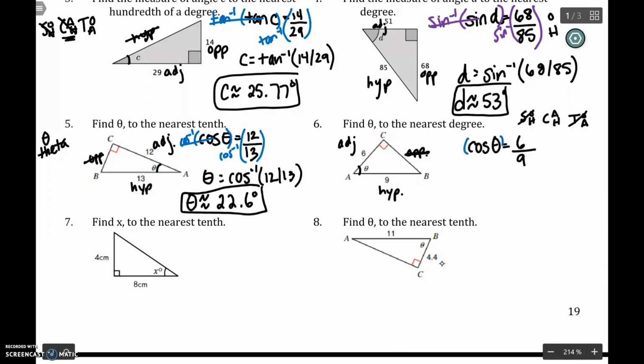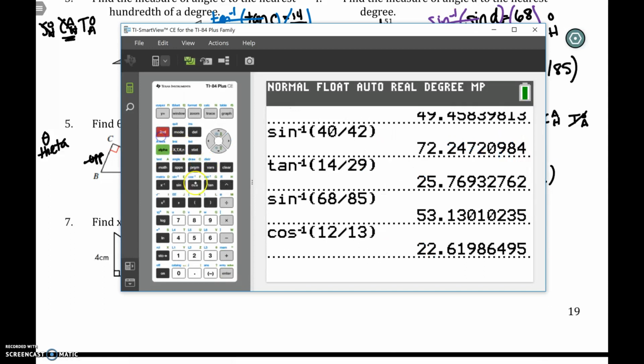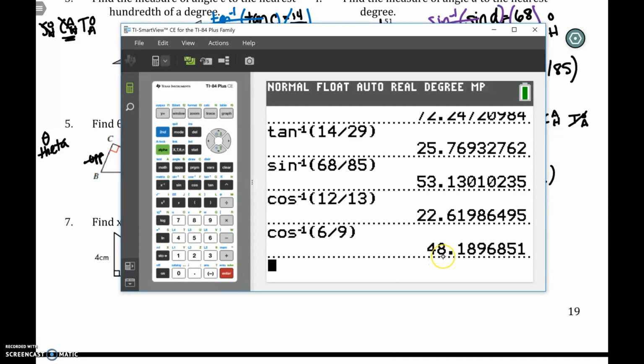And just like every other one here, we're going to get rid of the cosine by using the inverse. And theta will be equal to the inverse cosine of 6/9. And we'll enter it in the calculator, so to the nearest degree. Second cosine, 6 divided by 9. And you will get 48 degrees.